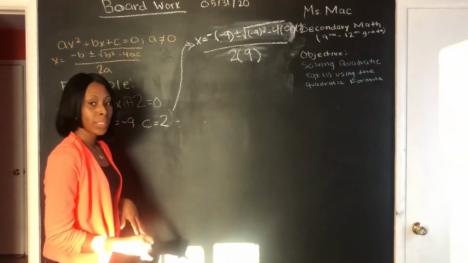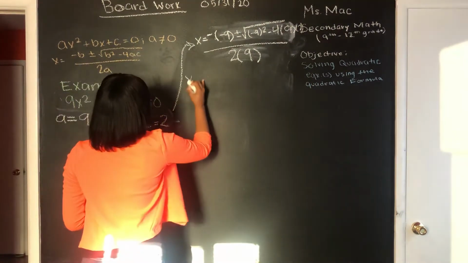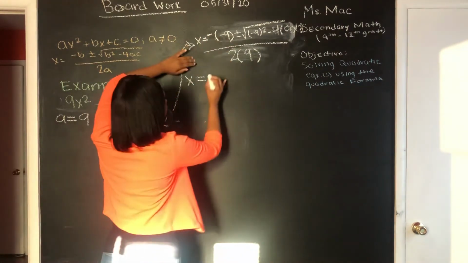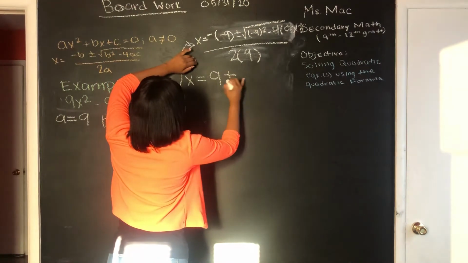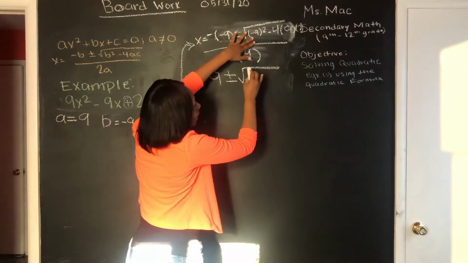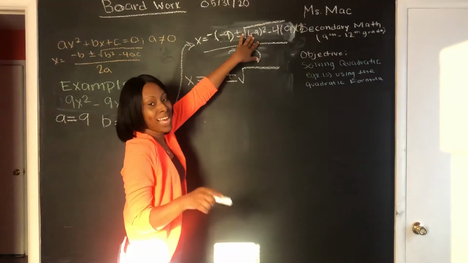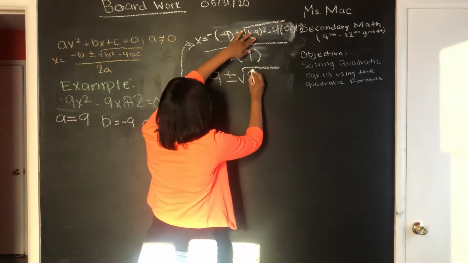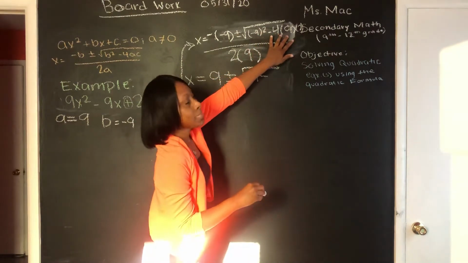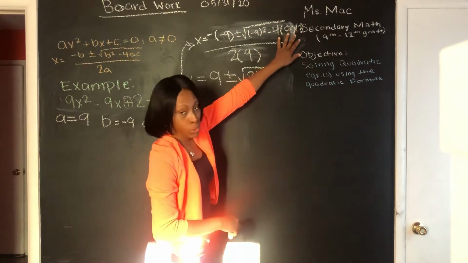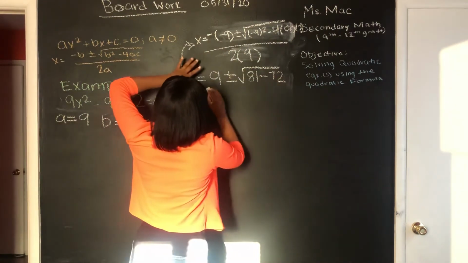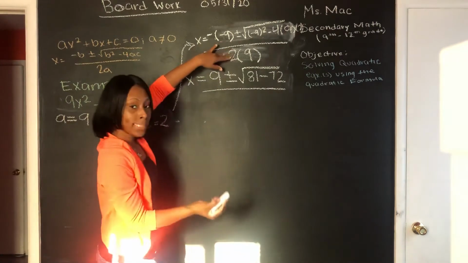So, the next step that we do is evaluate. x is equal to negative times negative 9 is going to be positive 9 plus or minus the square root of b squared. So, negative 9 squared is negative 9 times negative 9, which is 81, minus, bring the minus down, 4 times 9 is 36, times 2 is 72. So 81 minus 72, divided by 2 times 9, is 18.